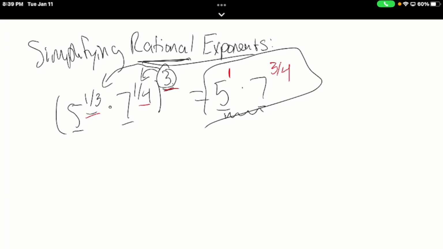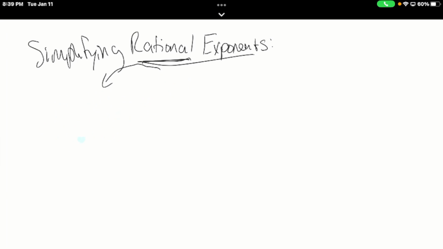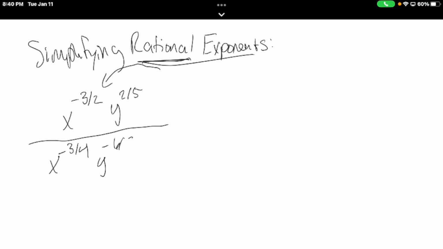Okay. A more complicated example. Let's go into something actually pretty crazy. This is going to use all of our properties in one go. Let's say I've got something like x to the negative 3/2, y to the 2/5, all of that over x to the negative 3/4, y to the negative 6/5, x to the 1/4. And you're going to hate me even more. Let's take that whole thing and raise it to the negative 4th.